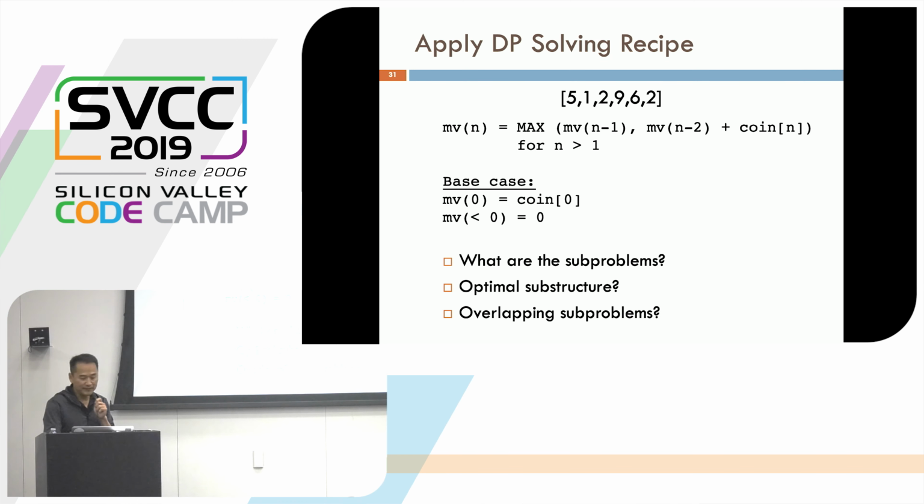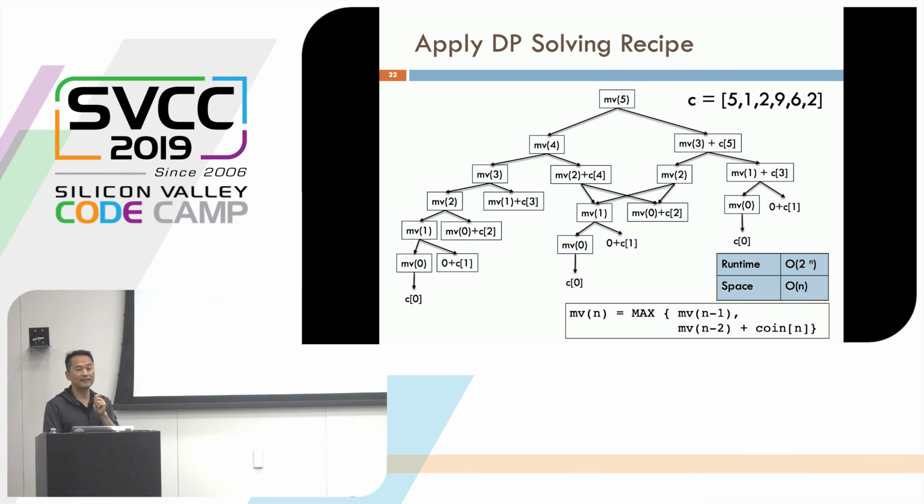Are they overlapping? Maybe. What if you draw it out? So you start drawing it out like this, right? It branches two ways. Does this look similar to Fibonacci? Right? And then therefore the runtime is exponential.